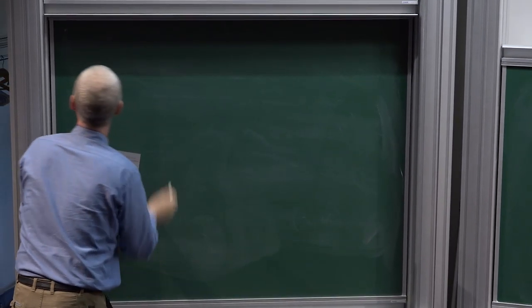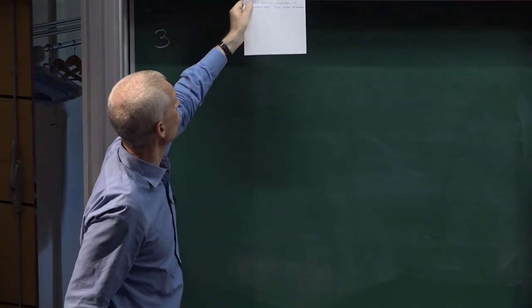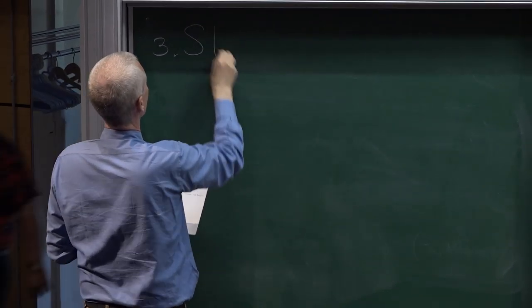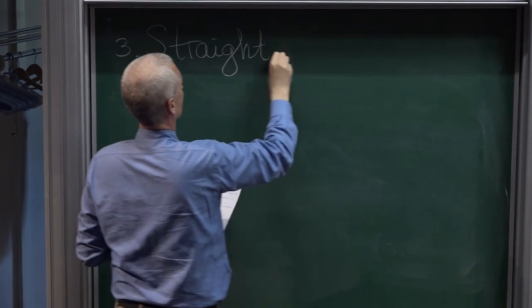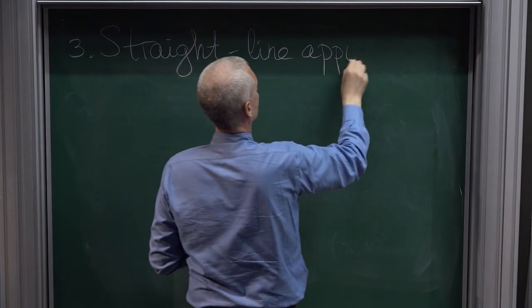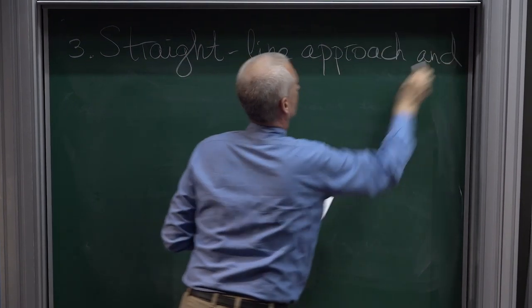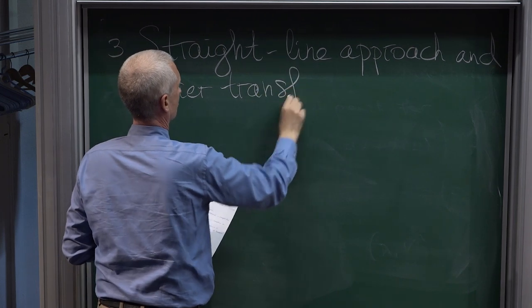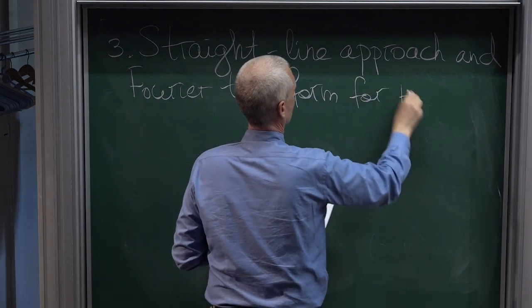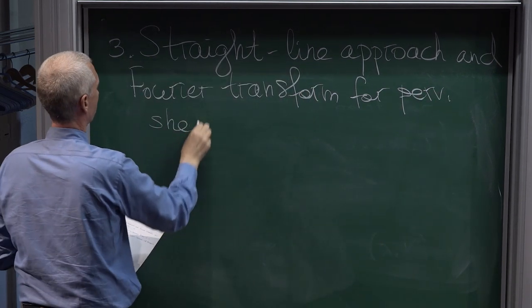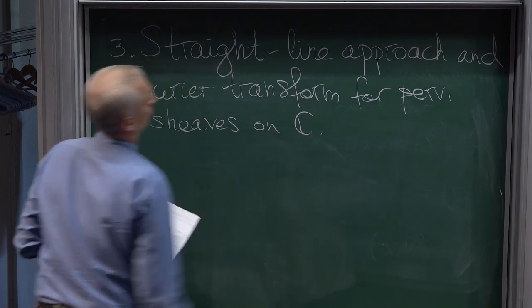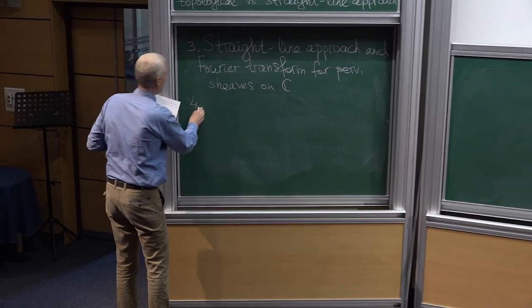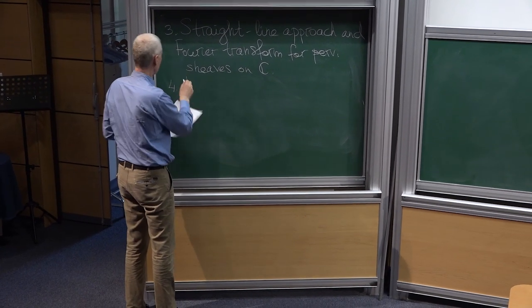Then the next part would be the relation of the straight line approach and the Fourier transform for perverse sheaves and regular D-modules. This is, of course, a very elementary subject, well known by now. Now, the fourth part would be the infrared algebra for a perverse Schober.